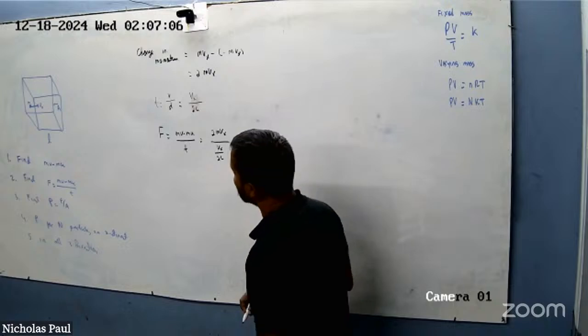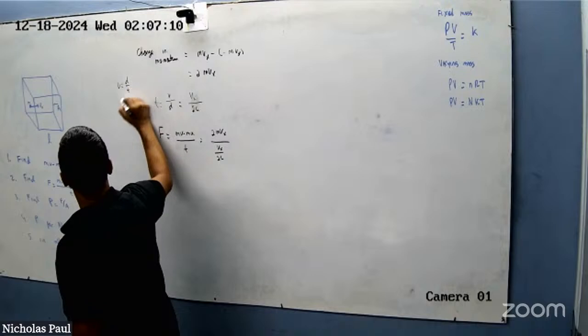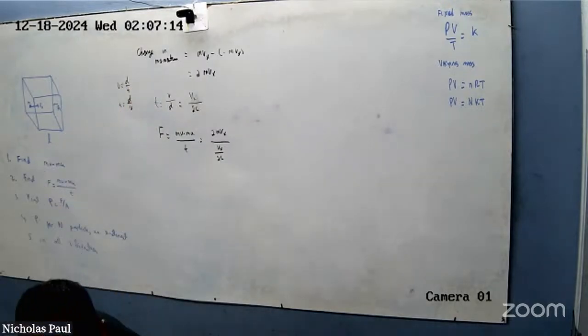Speed is equal to distance on time. Time is distance on speed. I had it upside down earlier, I told you the wrong thing.